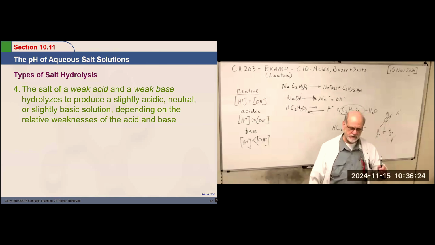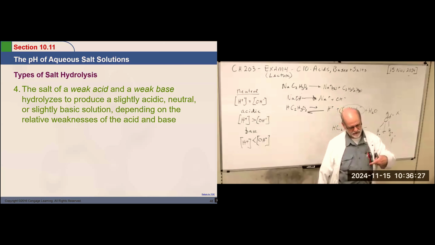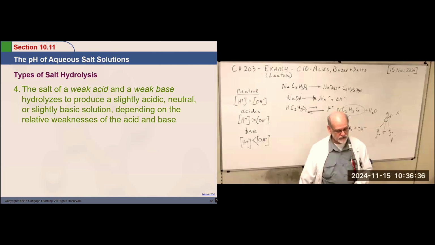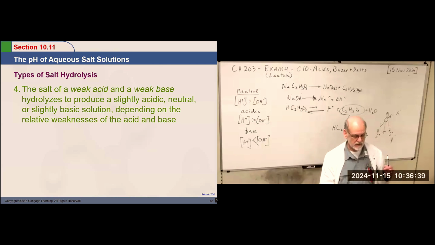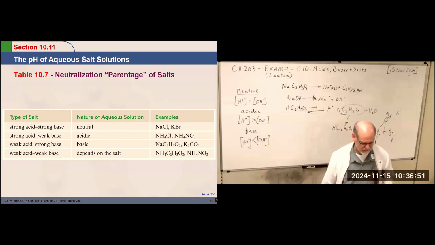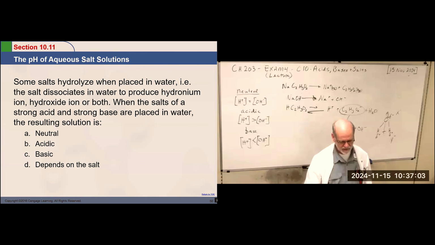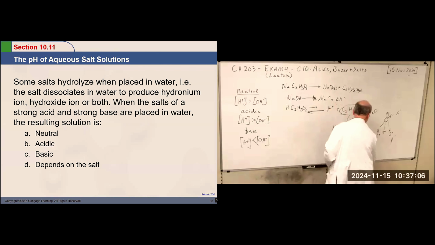Now, if the salt is formed from a weak acid and a weak base, then it could produce any range. It could be acidic, neutral, or basic. It just depends on whether the weak acid is a stronger acid than the weak base, or vice versa. We'll send it in both directions. In this class, we really don't have the opportunity to give you more than just that definition. Could be either way. So I'm going to have to let it go at that.